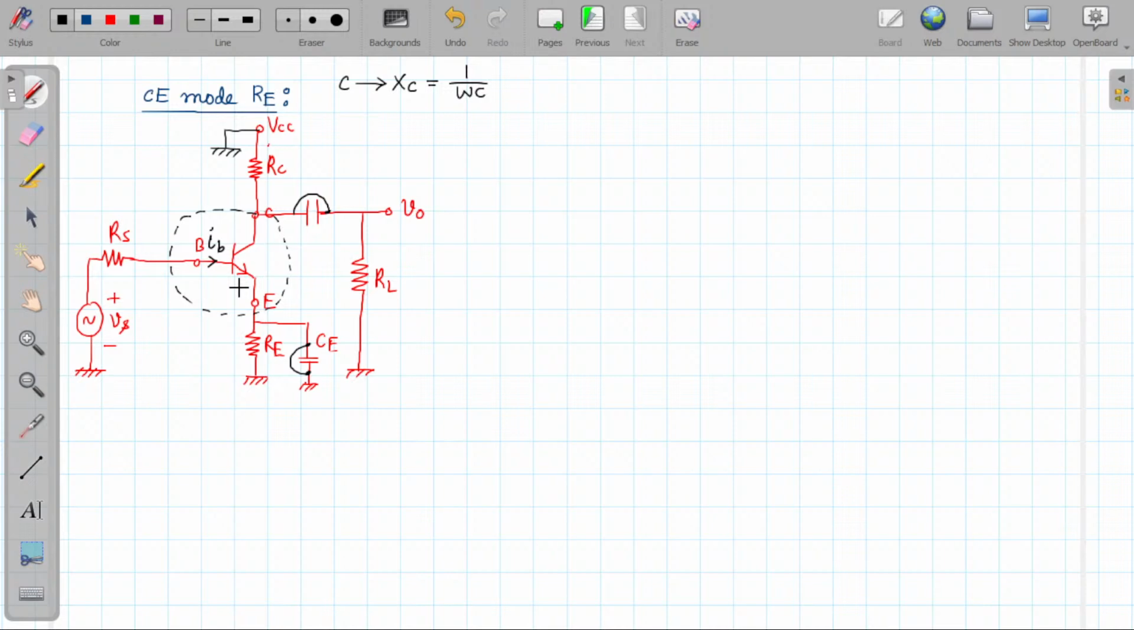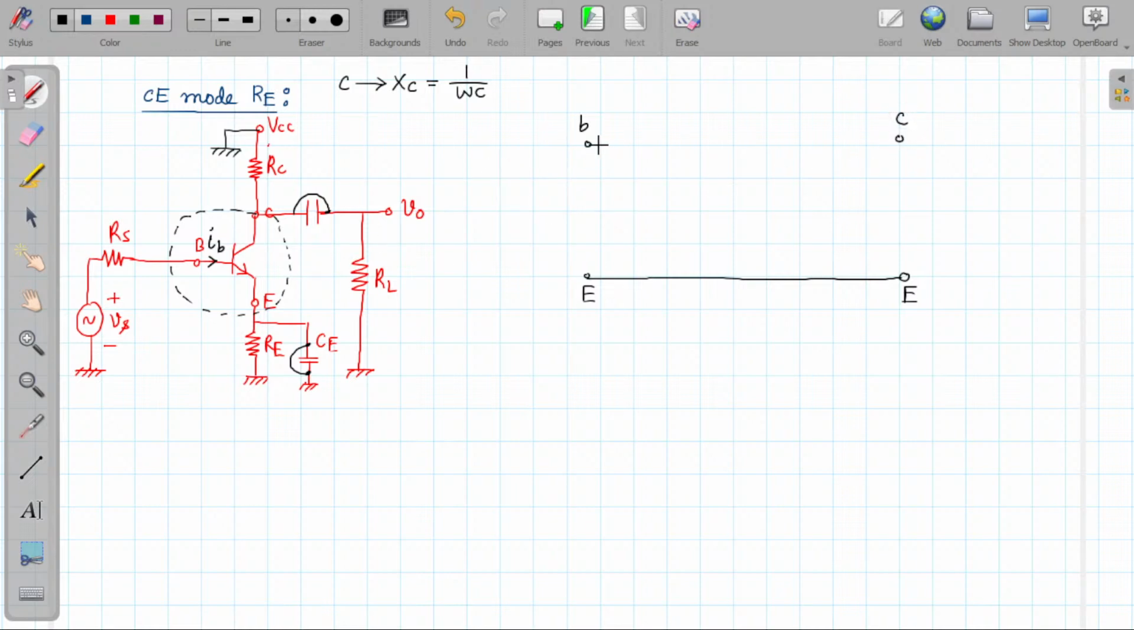According to the RE model, it will be similar to the hybrid parameter model. Here you can see the common terminal is the emitter. This is the emitter terminal, the base terminal is here, and here is the collector terminal, the output.